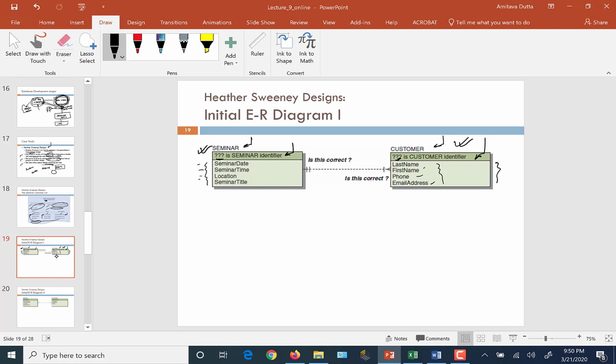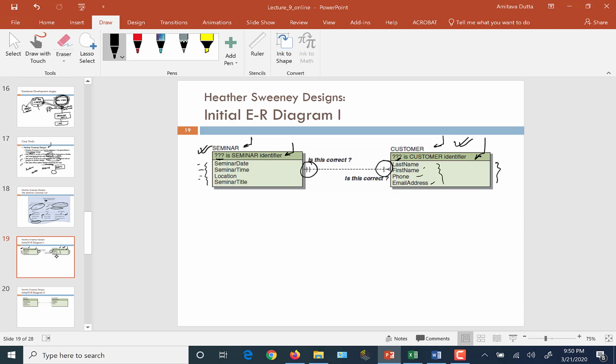Next, we have a relationship between the two, and every relationship is represented by a dotted line. Most of the relationships are represented by dotted lines. You know that from our previous videos. And every relationship must have cardinalities. So these are the cardinalities, and we have to ask ourselves, are these cardinalities correct? Just by looking at this diagram, what we are saying is one seminar is associated with at least one and at most many customers.